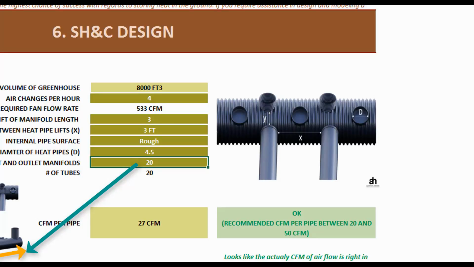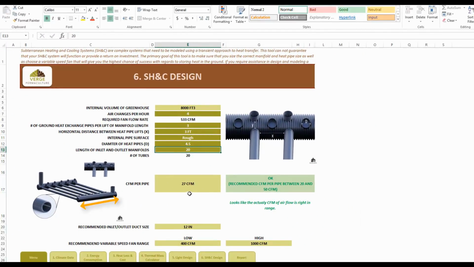As a result of this information, the calculator is telling me that each of the heat pipes is going to convey 27 CFM, and the calculator itself has done a quick check to make sure that we have not exceeded the airflow for that particular pipe. And so it's giving me a green light and saying that I'm okay. It's also telling me that the recommended inlet and outlet duct size is 12 inches. So this has now specified the size of these primary manifolds for me.